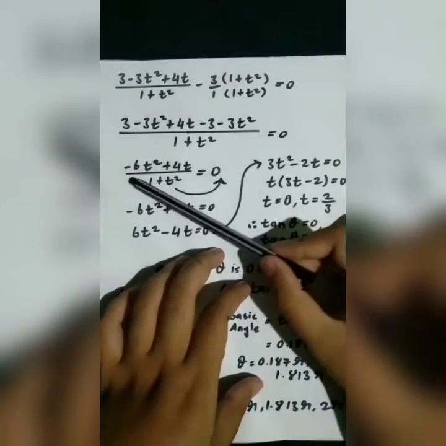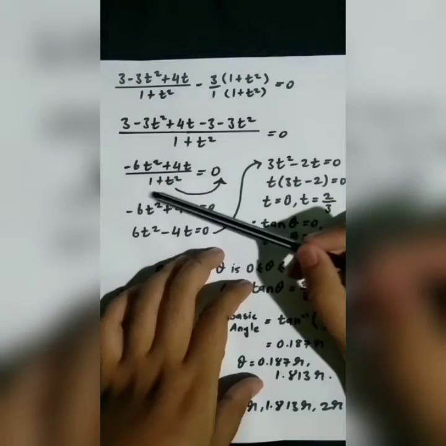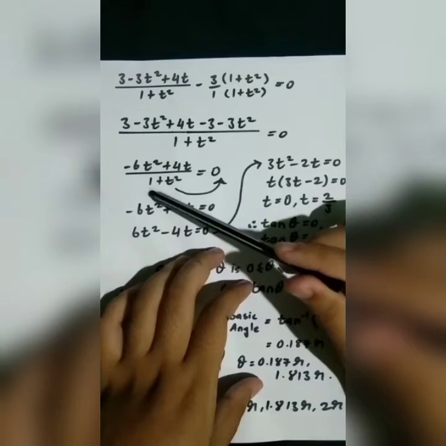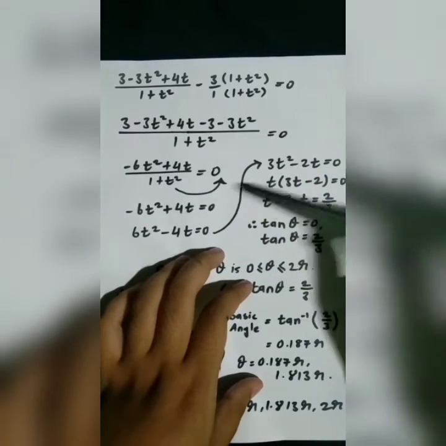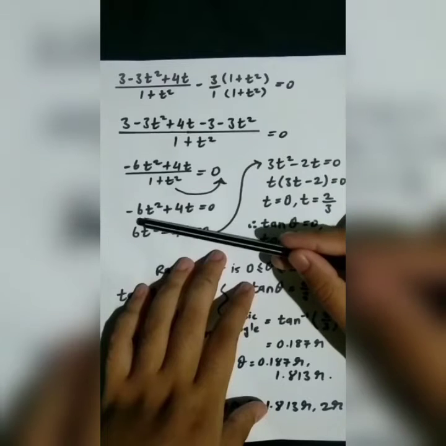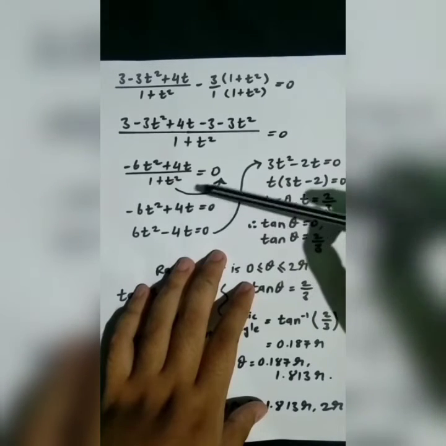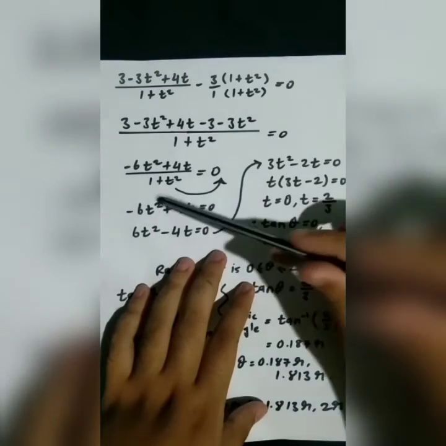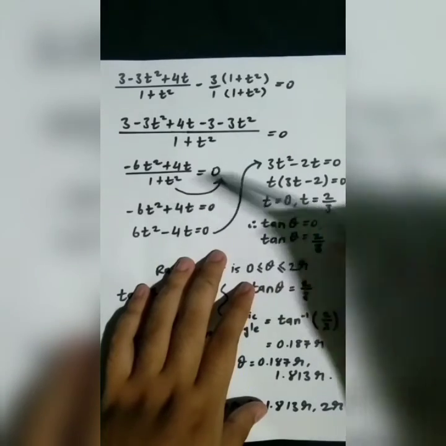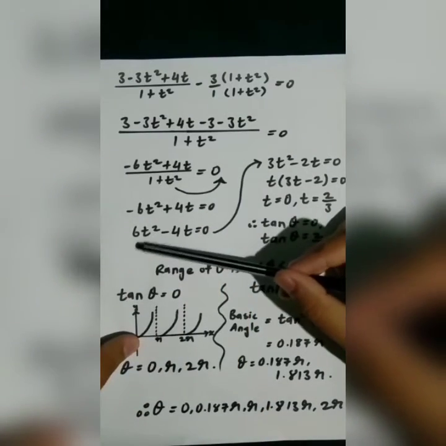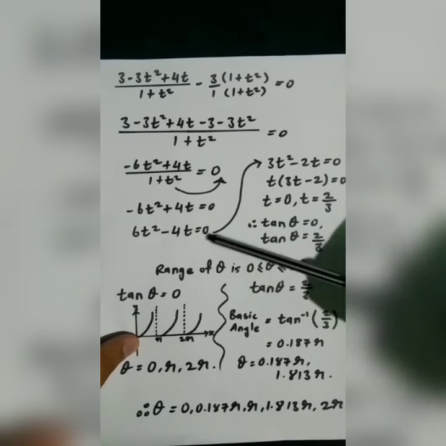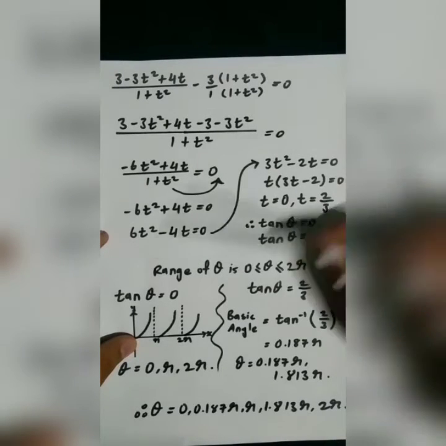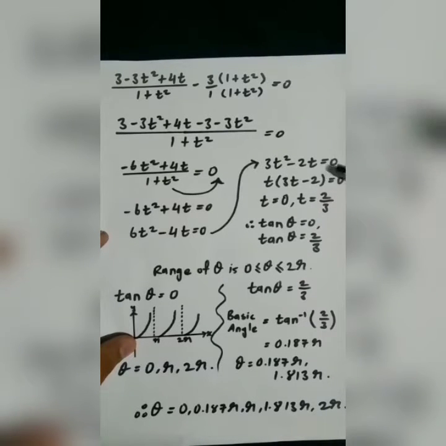It will be negative 3t squared plus 4t over 1 plus t squared equals 0. After that, we move the 1 plus t squared to the right side, and it will be 0. After that, it will be negative 3t squared plus 4t equals 0. If we want to remove the negative sign, we move the whole left side to the right side. Because of that, it will be 3t squared minus 4t equals 0. After that, we simplify it to the simplest form.